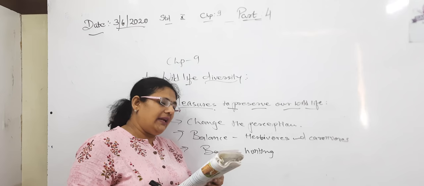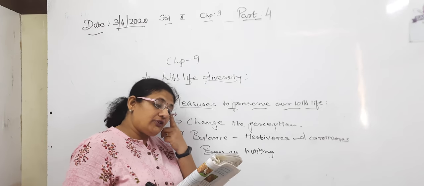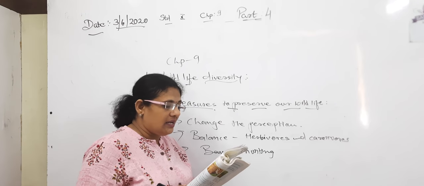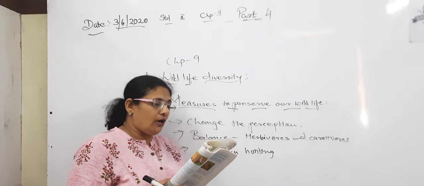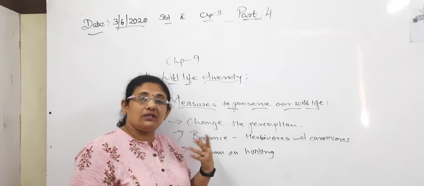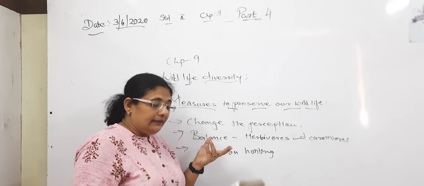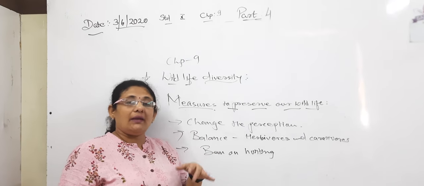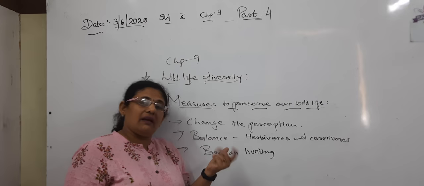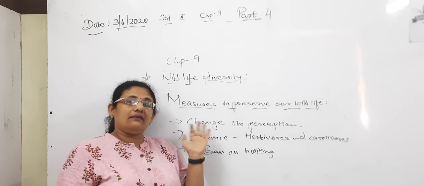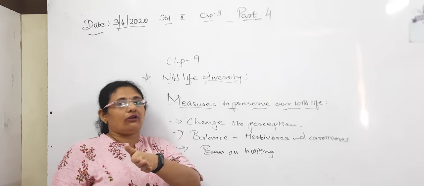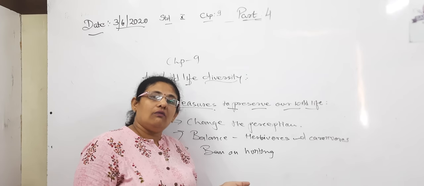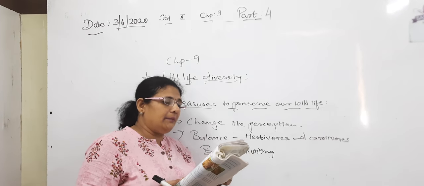A study should be made about the likely effect of fisheries, forest grazing or tourism in the forest, and steps should be taken accordingly, right? So fisheries can be promoted, and forest tourism too. Why? Because we can increase income by forest tourism, and that money can be used for the betterment of the wildlife only, for the betterment of the forest only. So that can be done.